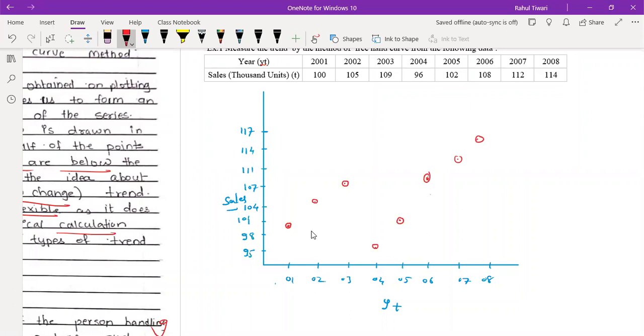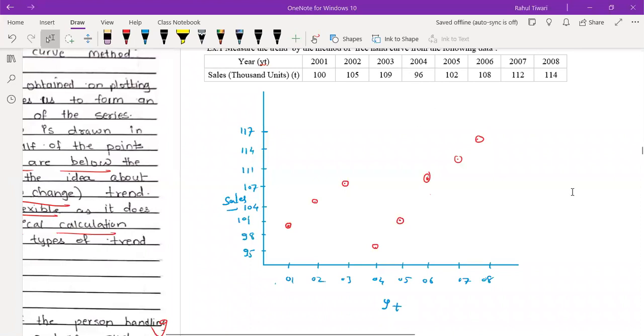Okay, so this is actually our data, which I have plotted. Now, what do we do with this data? How do you go about this data? Yes, any question? Anyone, any question? No, sir, this much is clear, sir.